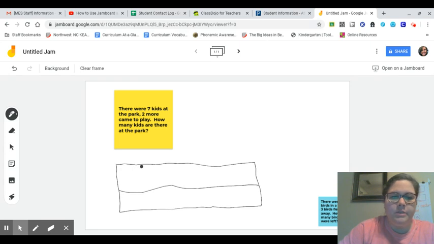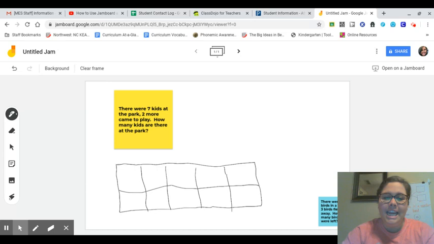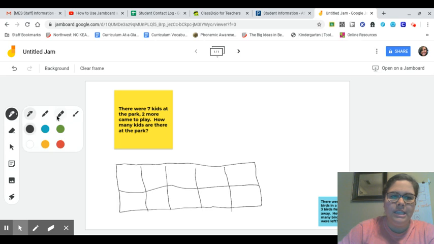Miss Ingram's 10 frame's a little sloppy. It's okay though. So there we go. Okay, here's my 10 frame. How many spots are on a 10 frame? 10. Awesome. There are 10 spaces on a 10 frame. So let's go back to our problem. It says there were 7 kids at the park. So how many spots or spaces do I need to put on my 10 frame? 7. Good. So there is 7.